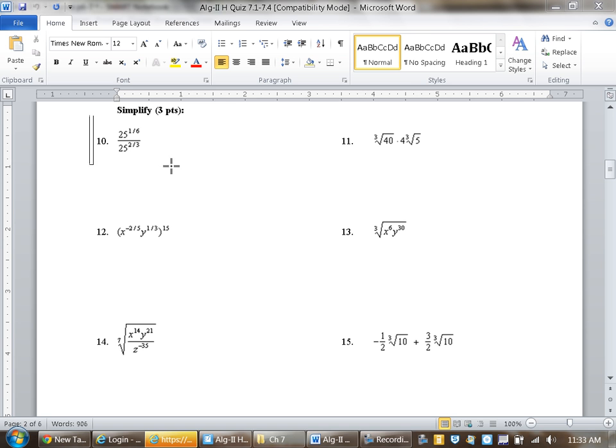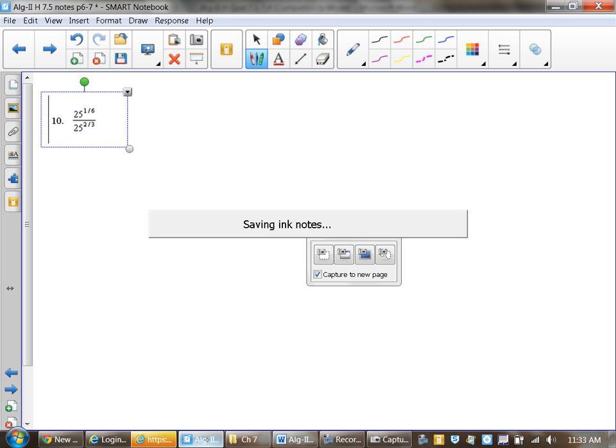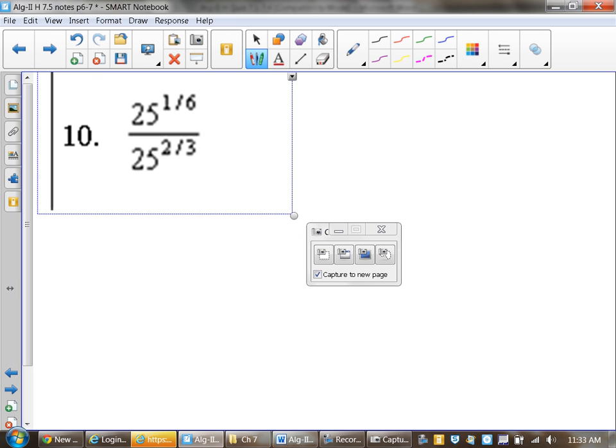These have the same base, different exponents, but they are dividing. When you're dividing, you have to look at who wins the battle of war. Who wins, 1/6 or 2/3? 2/3. 2/3 is the same thing as saying 4/6. So that means it becomes 1 over 25 to the 3/6. 3/6 is the same thing as 1/2. What does the 1/2 power mean?